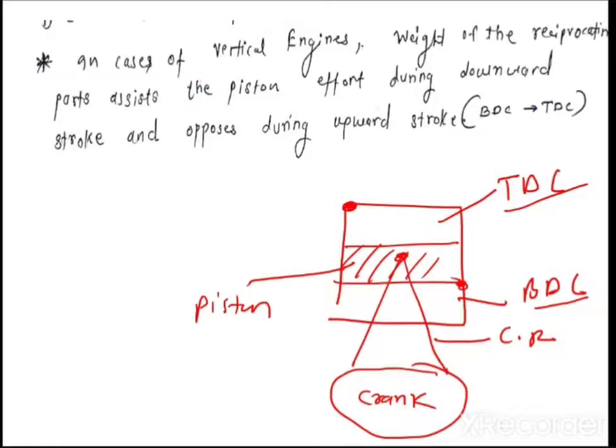In case of the vertical engine, the weight of the reciprocating parts assists the piston effort during the downward stroke. Downward stroke, okay, so downward stroke means what? When the piston moves from TDC to BDC.